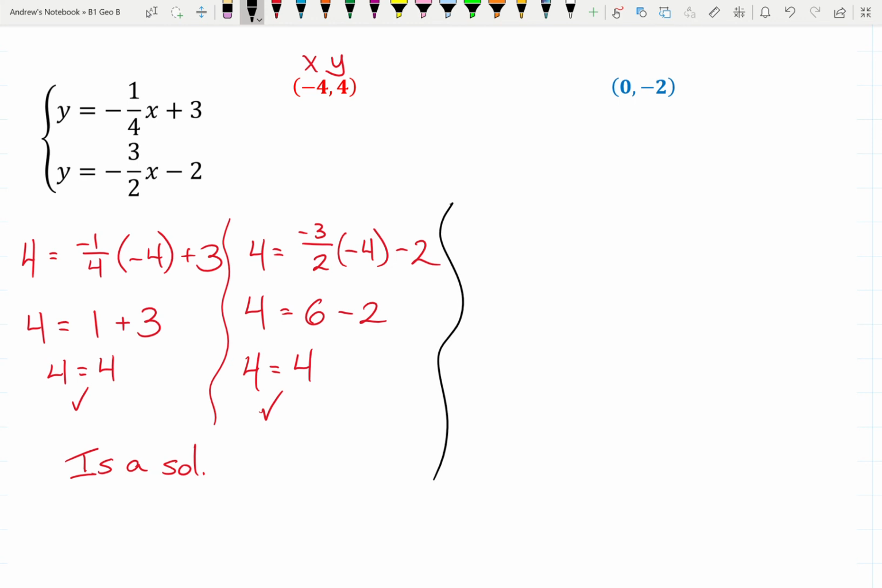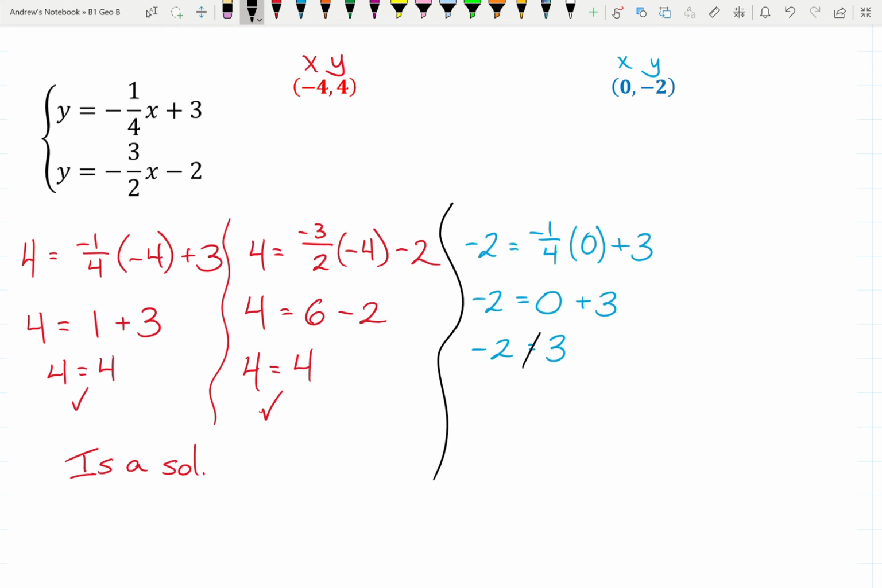Last little chunk here. We've got 0, negative 2. So the nice thing about this one is that it's got a 0 for the x. Let me show you why I'm excited about that one. So we got y equals negative 1/4 times x plus 3. Well, anything times 0 is just 0. So over on that side, that turns into 0 plus 3. Negative 2 is equal to 3? Question mark? I don't think so, buddy. Negative 2 is not the same thing as 3.